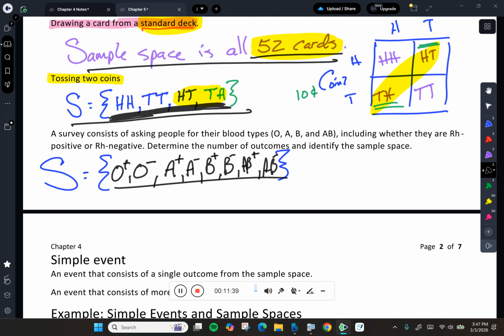These aren't all equally likely. There isn't just a 1/8 chance. What the heck? There's no G in chance. Chance of someone having each of those blood types. Right? So sample spaces don't have to be equally likely. We like it when they are.